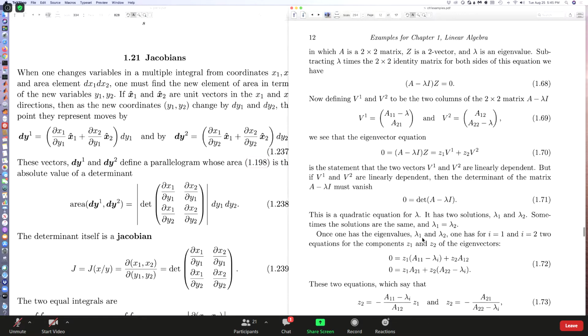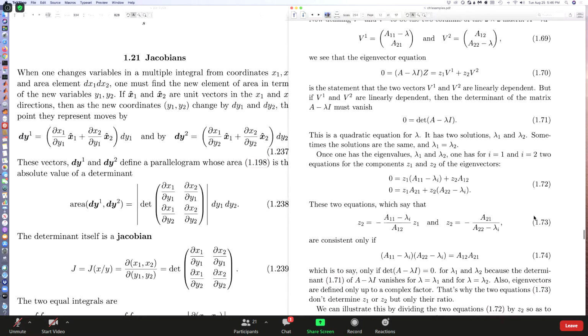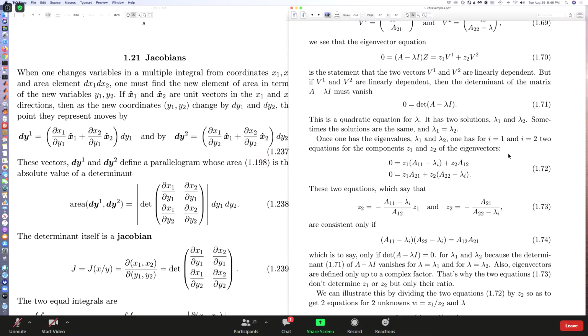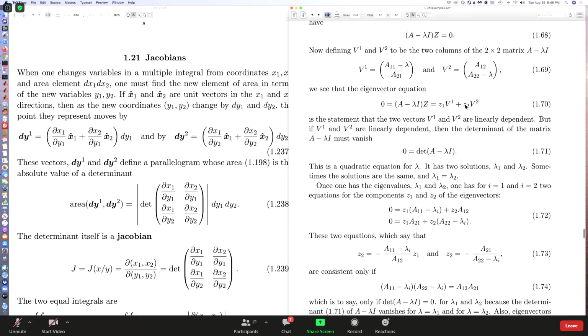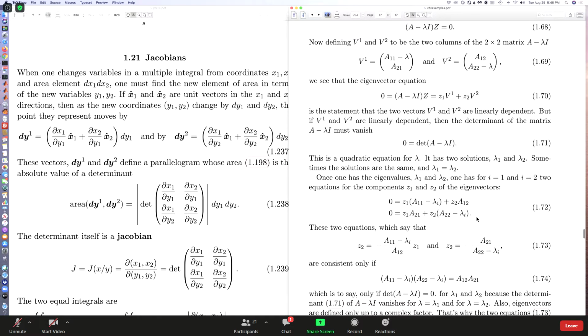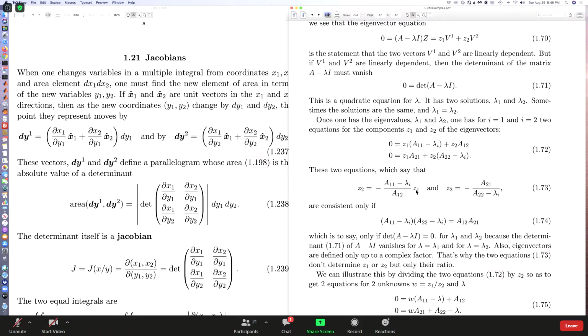This is a quadratic equation for lambda, which has two solutions. Once one has the two eigenvalues, one has two equations. In other words, the eigenvalue equations look like this, and they say that Z2 is proportional to Z1. Whoops, there's a typo there, in equation 1.73. I'll fix that. There should be a Z1 here. They're consistent only if this is equal to that, which means that this is true, and that's just the statement that the determinant of A minus lambda I vanishes.